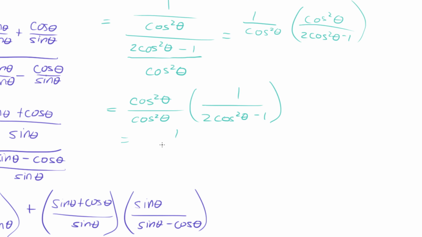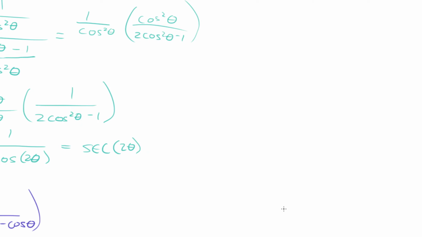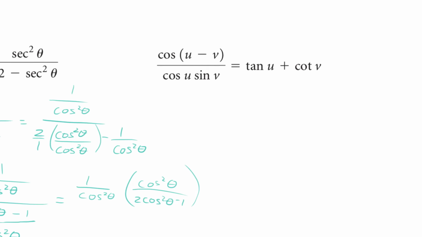Okay? And this is equal to 1. This is equal to 1 over. Now 2 cosine square of theta minus 1 is cosine of 2 theta. Okay? And then 1 over cosine of 2 theta is secant of 2 theta. And that will be your answer. So that one was a little bit faster.